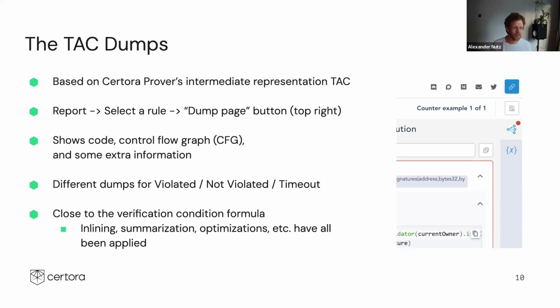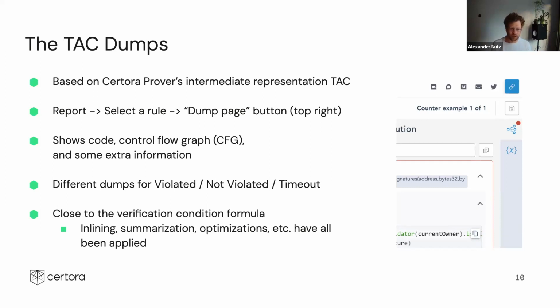The tag can be accessed by this button that I mentioned before. In the report, you have to click on a rule, and then in the violation, not violation, and timeout cases, this button should be available, but it will display different things in each case. In the counterexample case, it will show you the call trace, but a different view on it, on this tag level. In the not violated case, it can give you unsat cores if you've activated them. And in the timeout case, we'll look later.